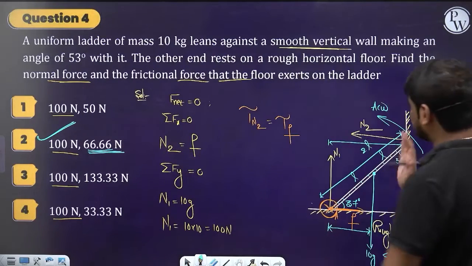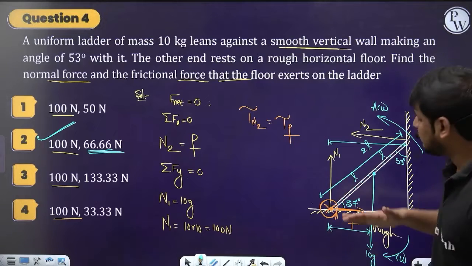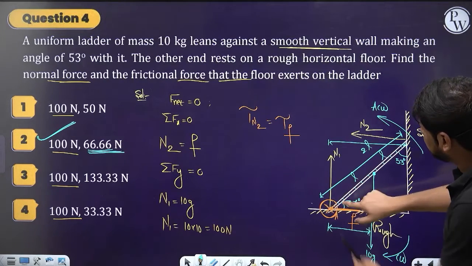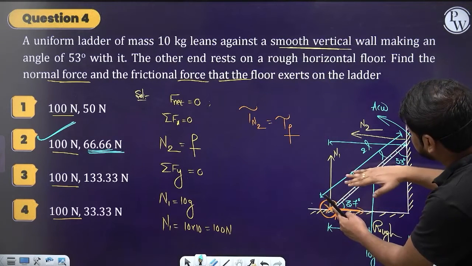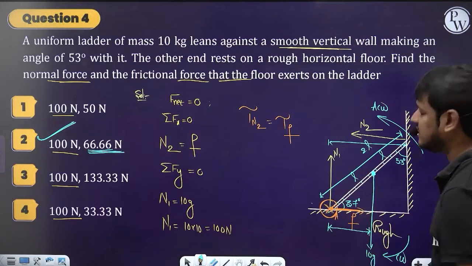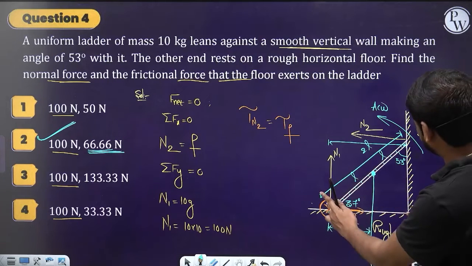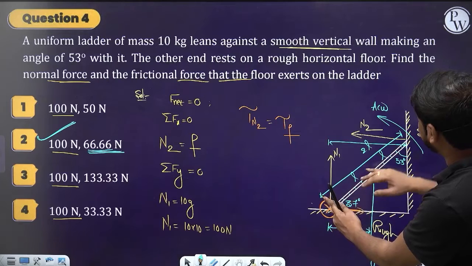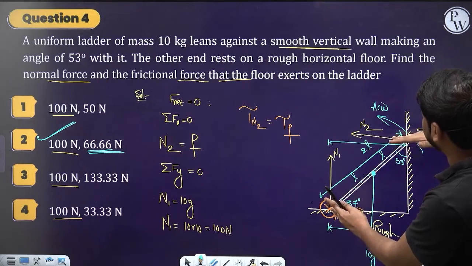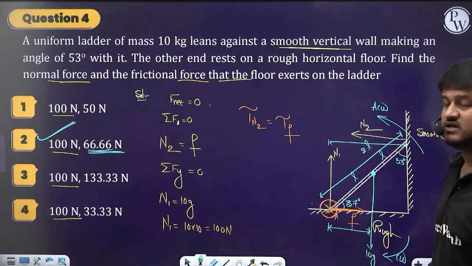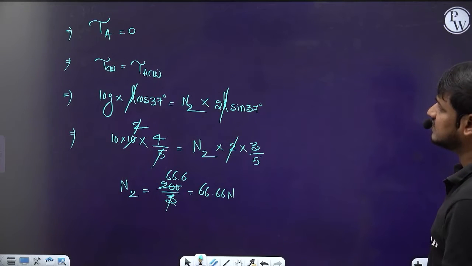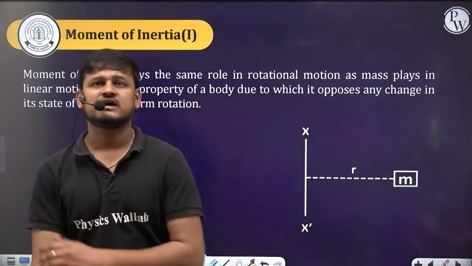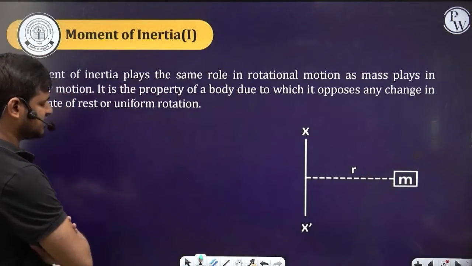Clear? Understood the concept, guys? You just have to take care of taking the perpendicular distance. From here to here it is L, so its perpendicular component is L cos 37, and here the total distance is 2L and this angle is 37. So its perpendicular component will be 2L sine 37. That's what I took. Clear? Understood, guys? Now let's go for the next concept, that is moment of inertia.